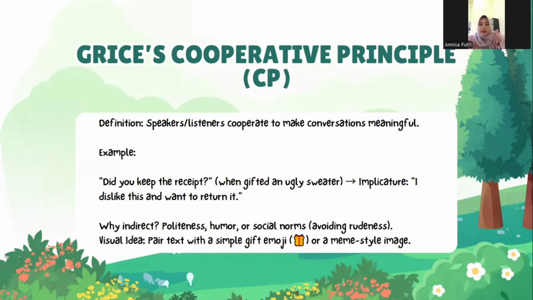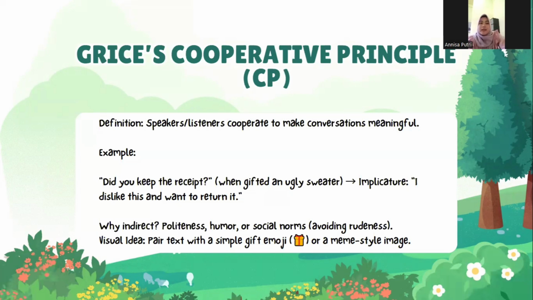Now we talk about Grice's Cooperative Principle or CP. Effective communication happens when speakers and listeners cooperate to understand each other. For example, you receive an ugly sweater as a gift. Someone asks, "Did you keep the receipt?" The implied meaning, or implicature, is "I don't like this and I want to return it." Why indirect? Because of politeness, humor, or avoiding conflict.